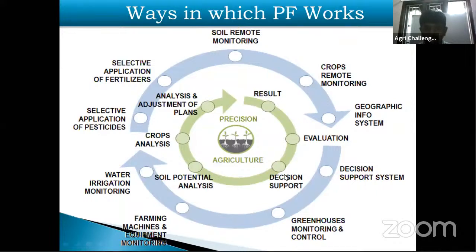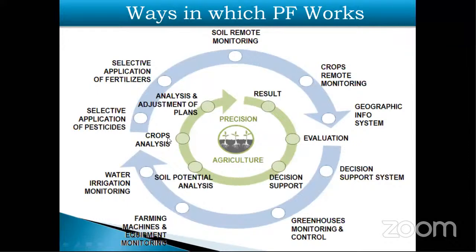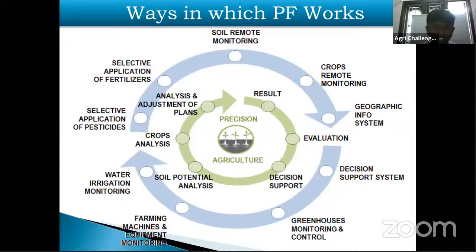Decision support system is one of the tools. Soil potential analysis we can do with the help of remote sensing. Crop analysis we can do with the help of the normalized difference vegetation index. Finally, we will get a precision agriculture product.